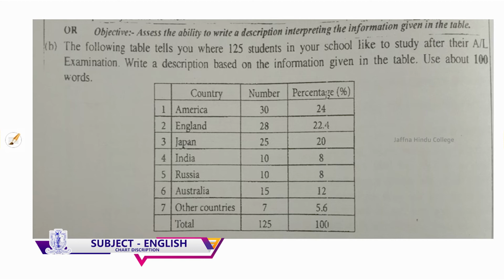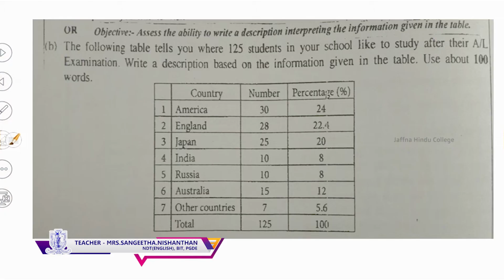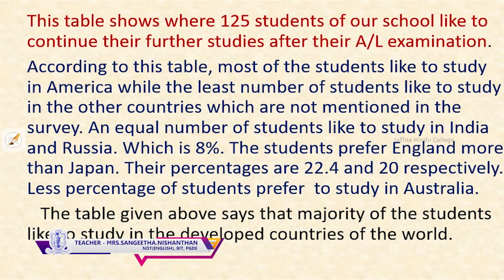Right. Now let's go through how they have described. This table shows where 125 students of our school like to continue their further studies after their A-level examination. Their further studies. This word is added differently from the instruction given. In instruction, they have given you 125 students in your school like to study after their A-level examination. It is changed here like continue their further studies after their A-level examination. So don't repeat the same words in the question. And this is the introduction. This is enough for the first paragraph.